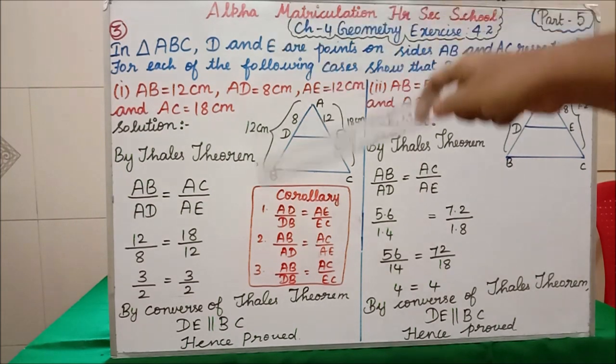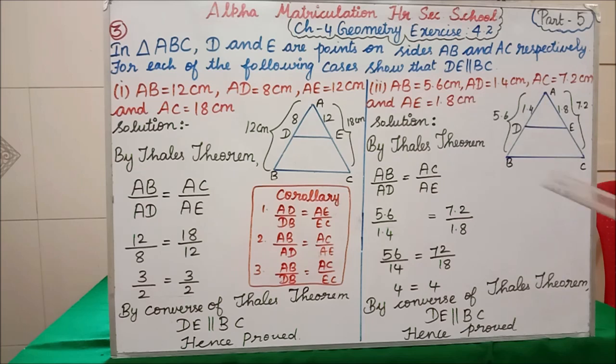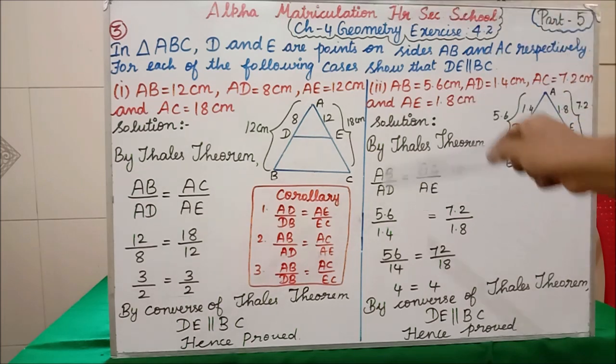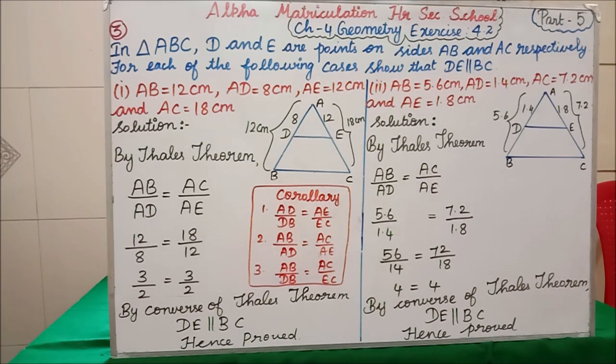On side AB, what point are we having? Point D. On side AC, what point are we having? We are having point E. For each of the following cases, we show that DE is parallel to BC.